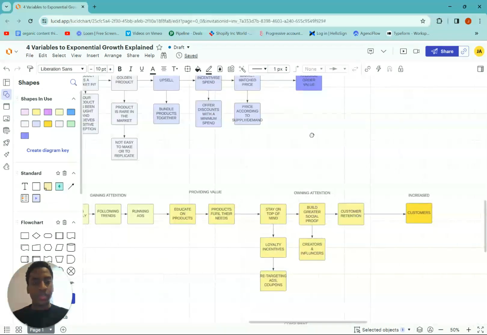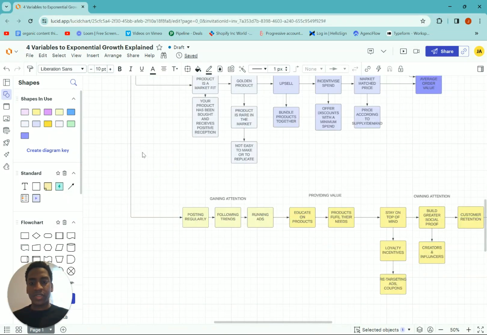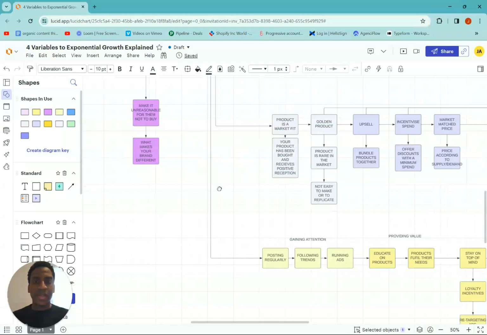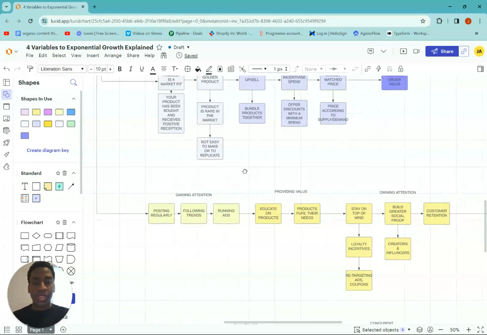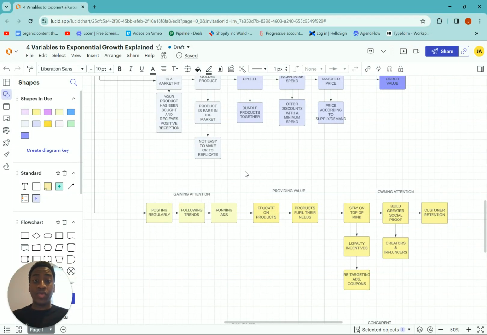Now, moving on to number of customers. Again, it links back to brand authority, right? You need to have an authority. You need people to understand what you're doing and why you're different. So to get more customers, you have to gain attention. So this means posting regularly, following trends, running ads. Then you need to provide value once you start bringing people in. So you need to educate them on your products, why it's different, why it's good, right?